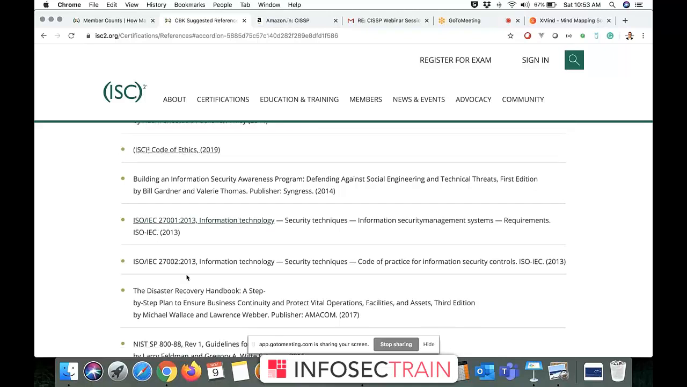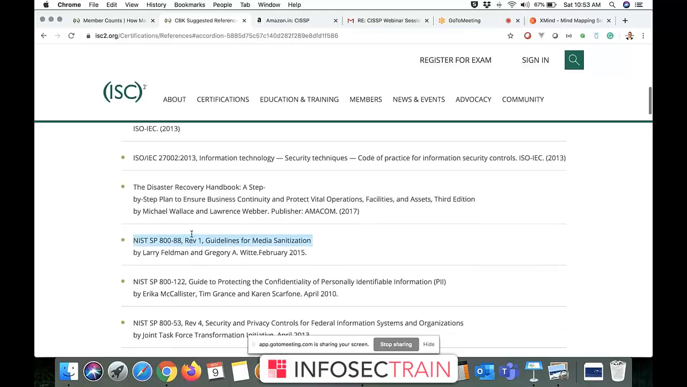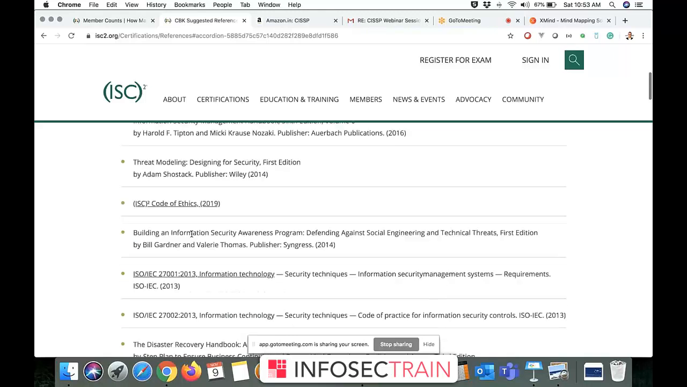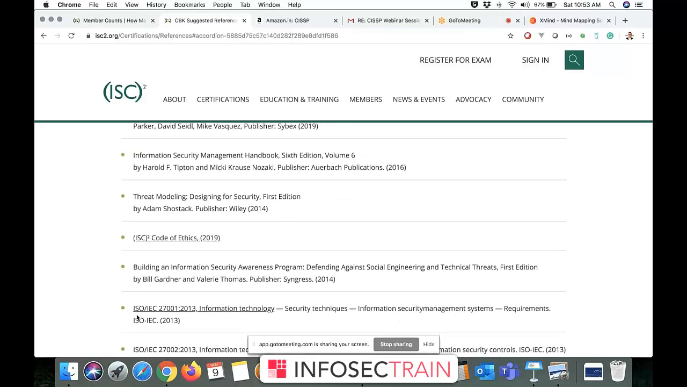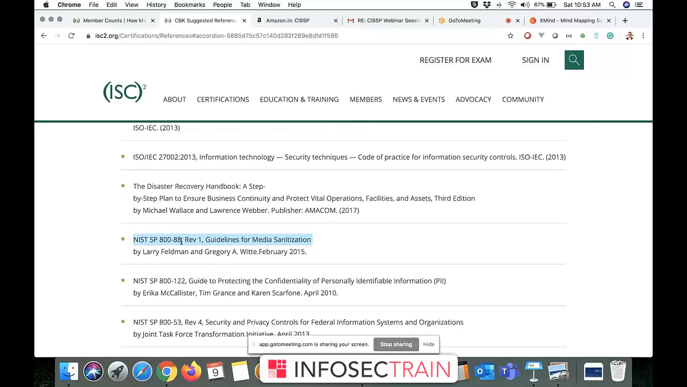There are books here, and there are these NIST documents. Now, many of these books are paid. For example, these books are paid. NIST and ISO documents are also usually paid documents. The NIST documents are absolutely free of cost, and they're really great. I must tell you, they're really good materials, and you must use these materials, at least the NIST documents, for the preparation.